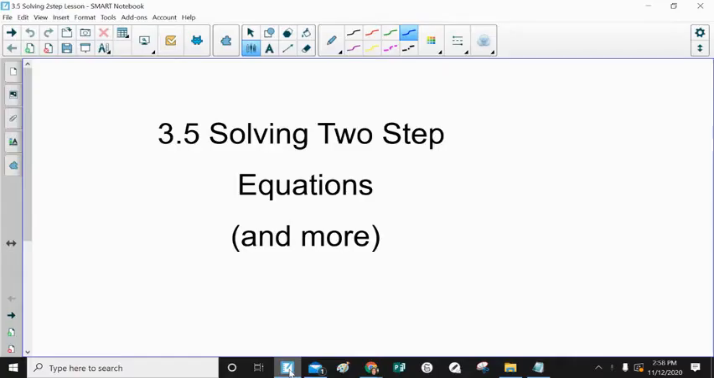To talk today about solving two-step equations. Well, not just two-step, multi-step equations. And what that means is there are multiple terms in our equation that have to be handled before we can isolate our variable.